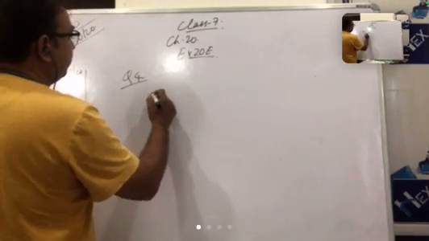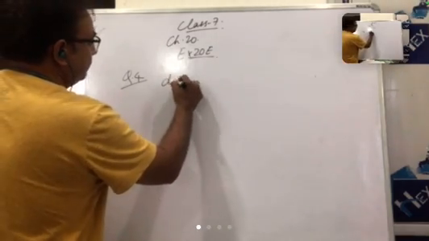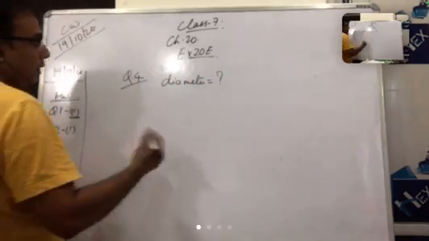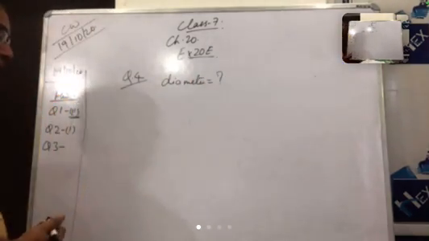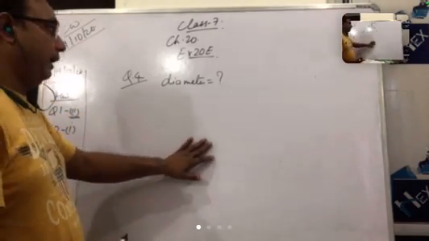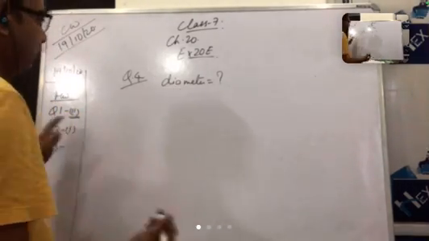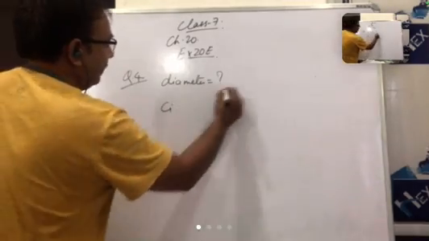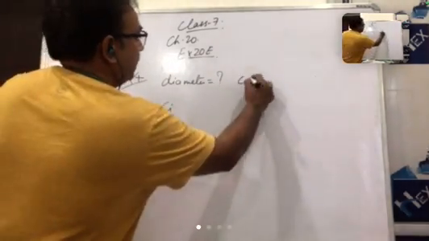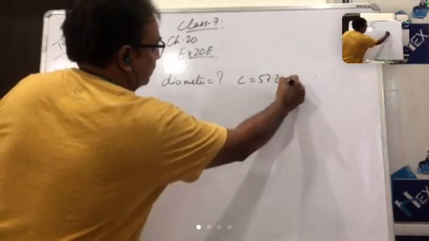Now in question number four we have to find the diameter. Diameter is equal to question mark. Okay, so in this we can use both formulas, 2 pi r or pi d, but it's up to you. Suppose the circumference is given. Circumference is 57.2 centimeter.